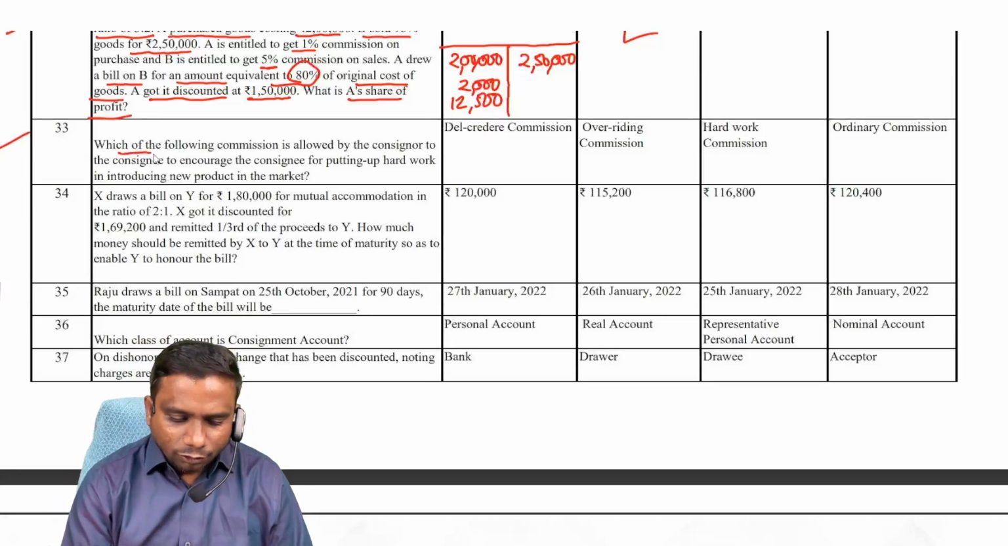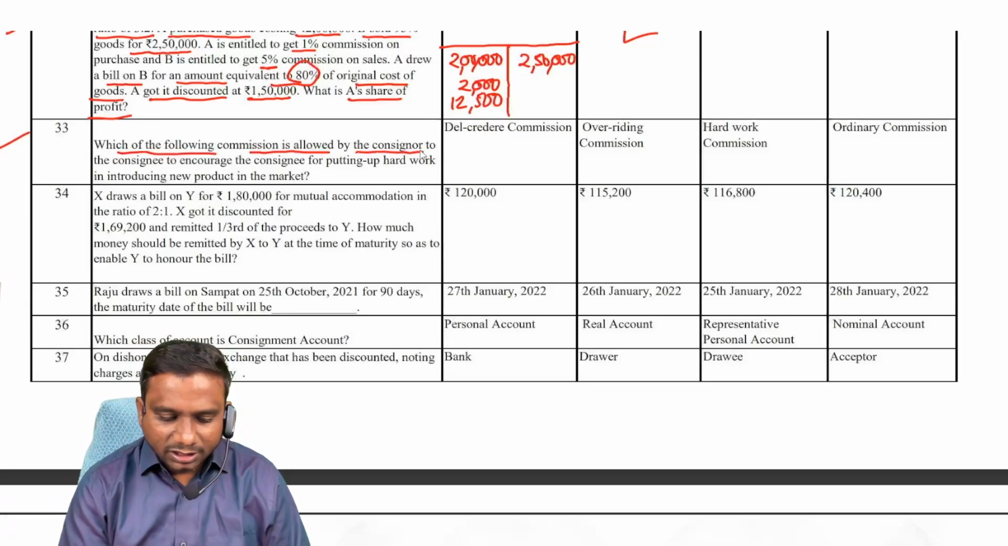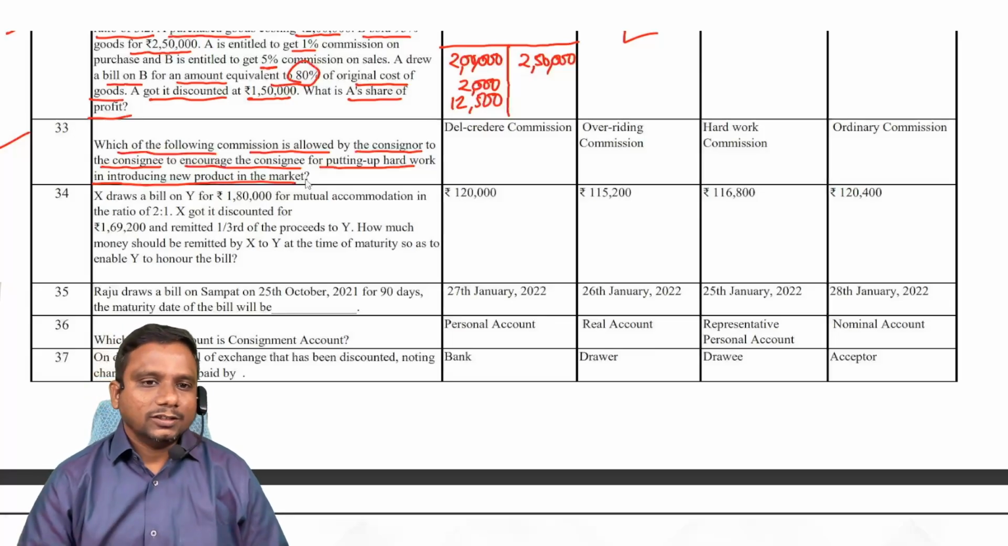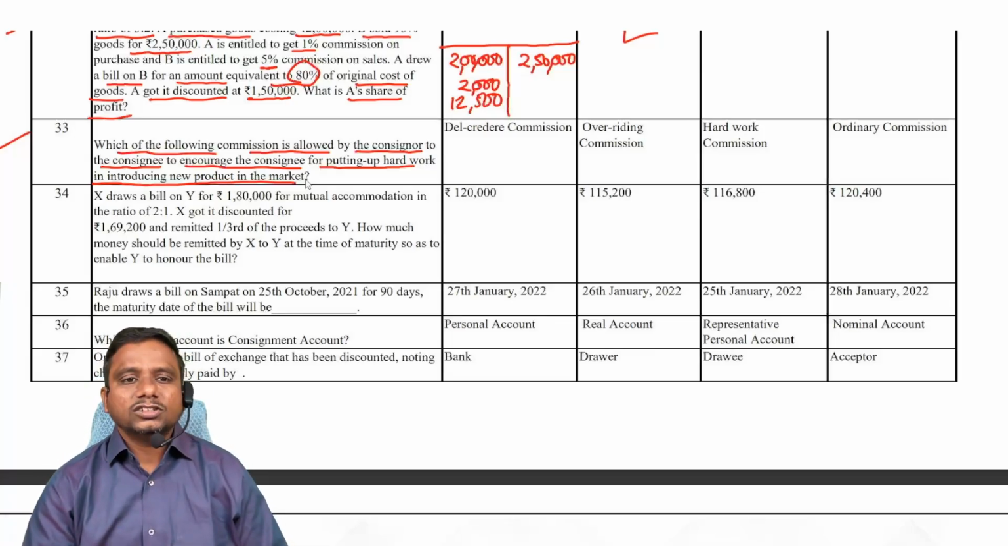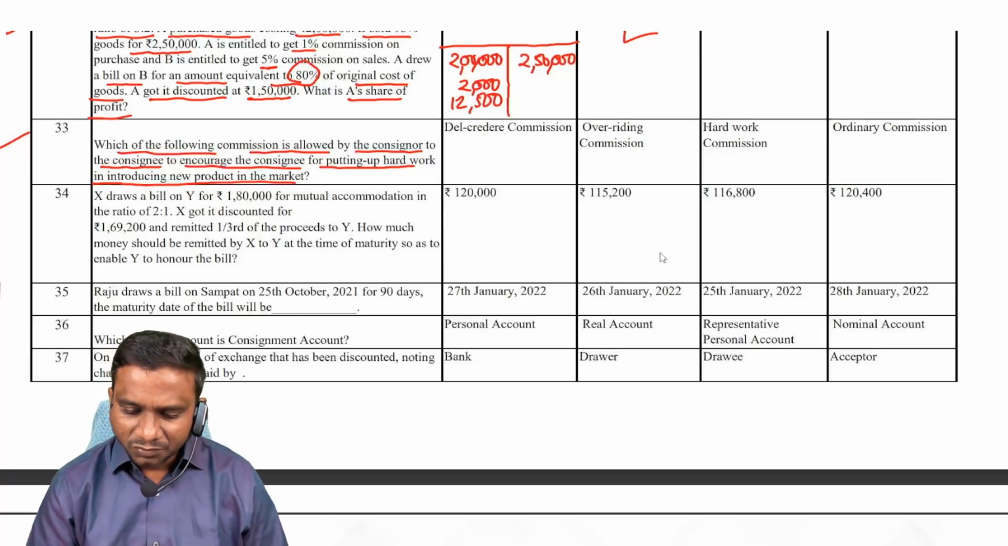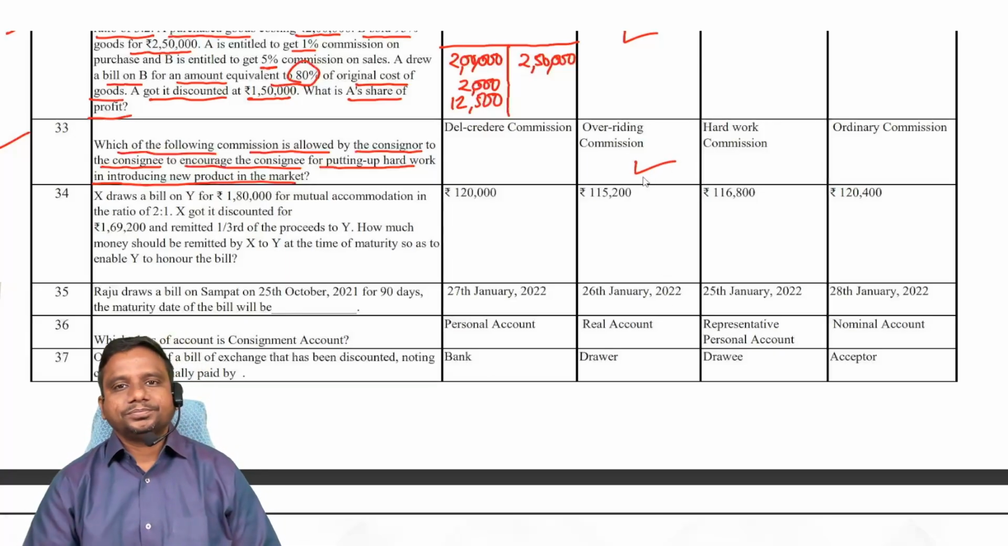Question 33. Which of the following commissions is allowed by the consignor to the consignee to encourage the consignee to put in hard work for introducing a new product? Generally, we pay three types of commission to the consignee: normal commission, del credere commission, and overriding commission. Overriding commission is paid to the consignee for doing more hard work to introduce the product. So overriding commission is the correct answer.